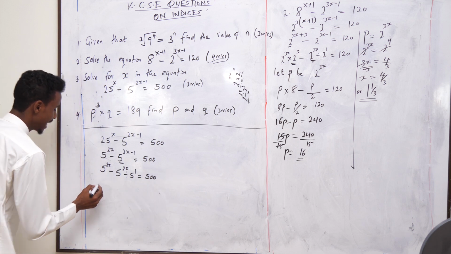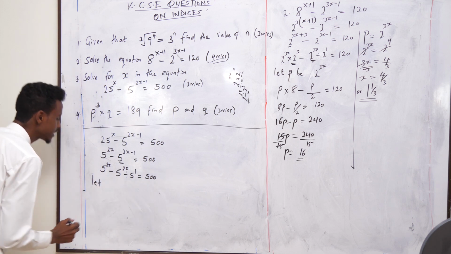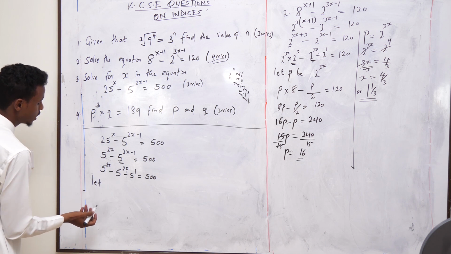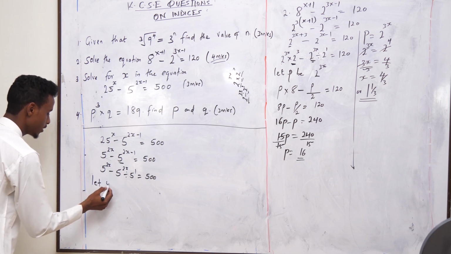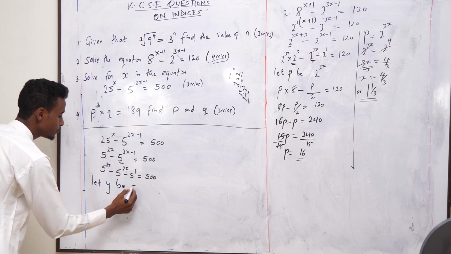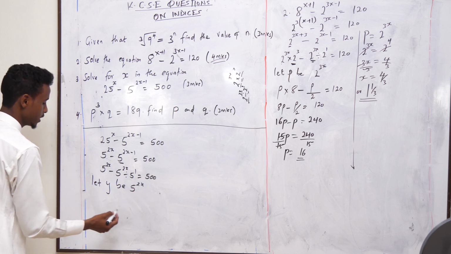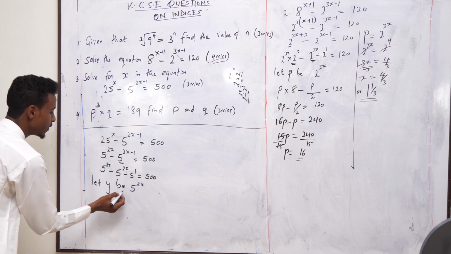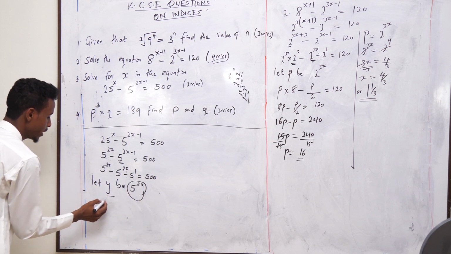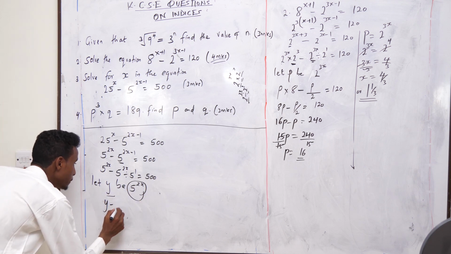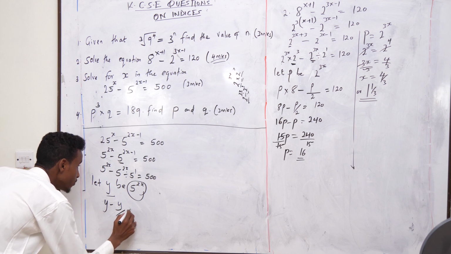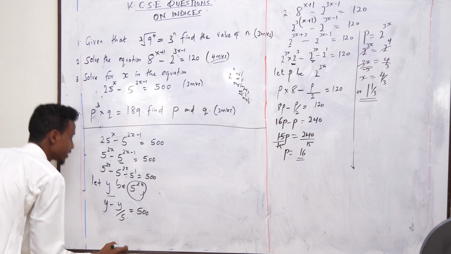Now from there, let's say, which letter can we use? Let y be 5 power 2x. Whenever you see 5 power 2x, you replace it with y. Now it will be y minus y over 5 is equal to 500.